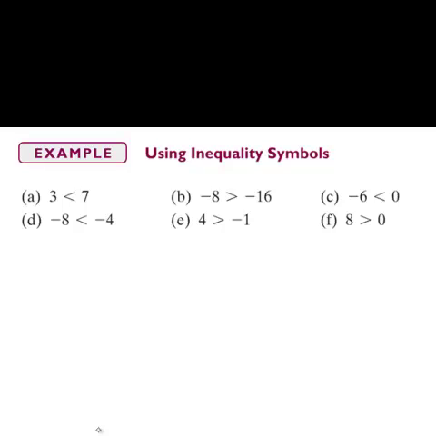All right, so 3 is less than 7. Negative 8 is greater than negative 16 because negative 8 is to the right of negative 16 on the number line. Negative 6 is less than 0 because negative 6 is to the left of 0 on the real number line. Negative 8 is less than negative 4. 4 is greater than negative 1. 8 is greater than 0.